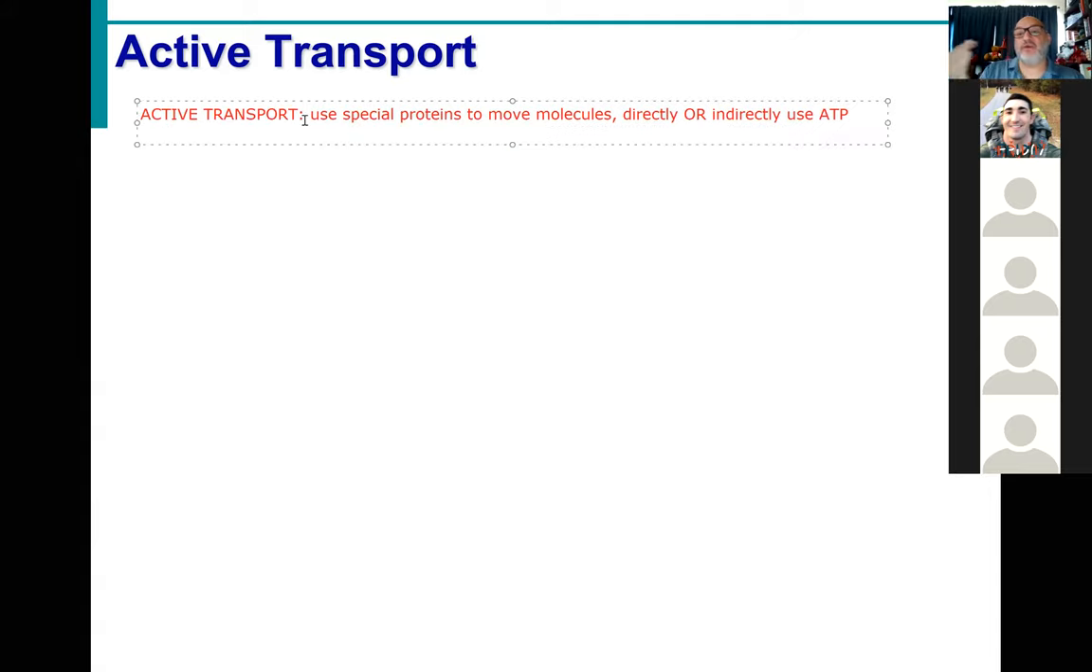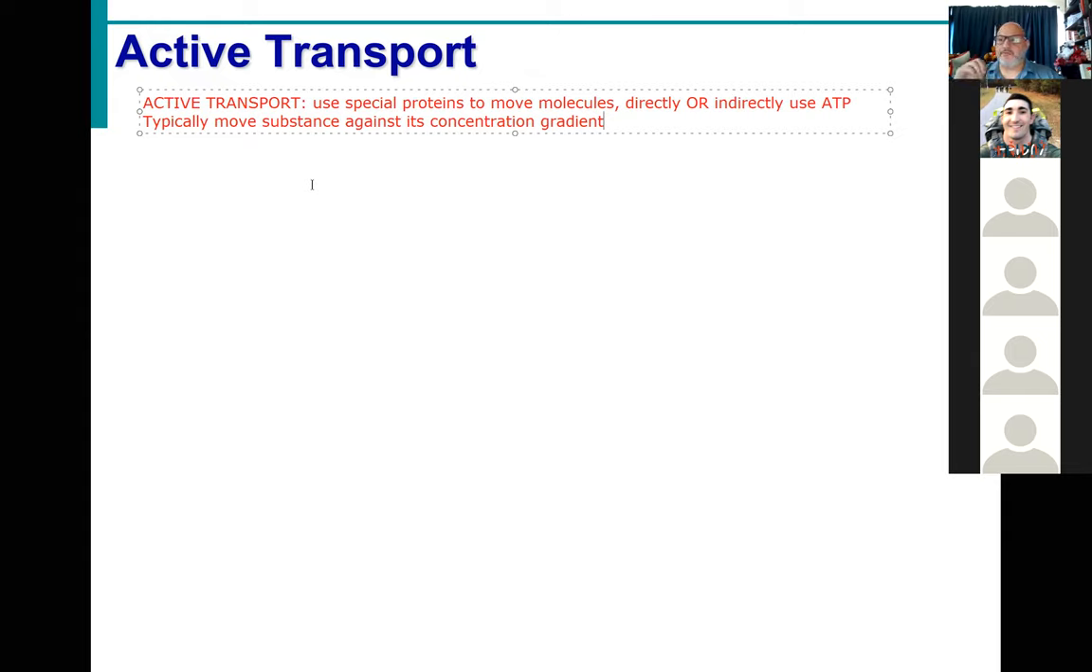Now, as we've mentioned, if we're going to use ATP, then typically we are doing this to move an ion where it doesn't want to go. They want to go down their concentration gradients. So if we're using ATP, then typically it means we are going to be moving the substance against its concentration gradient. So typically when we're using active transport, we are doing it to move things against their concentration gradient. All right? With me so far? Now, notice we have two types of active transport where we directly use ATP and indirectly use ATP.